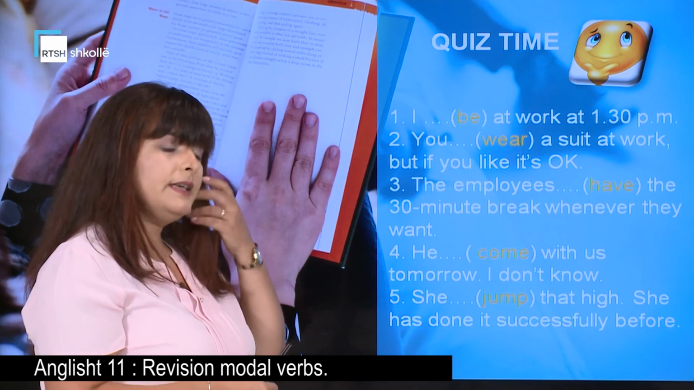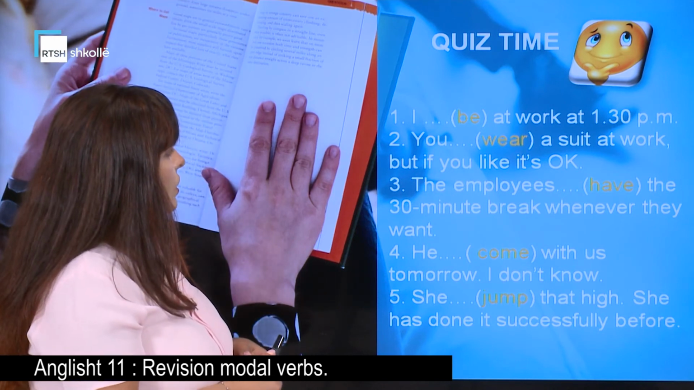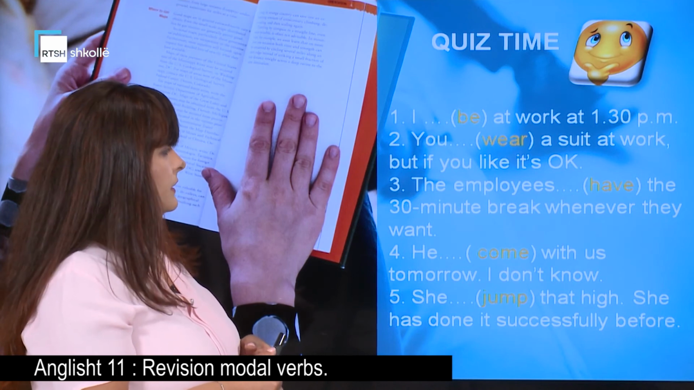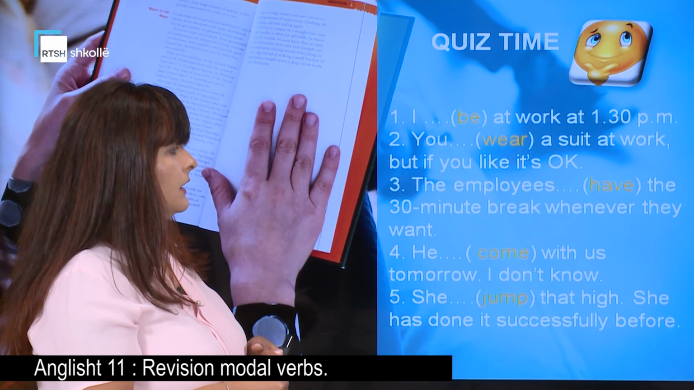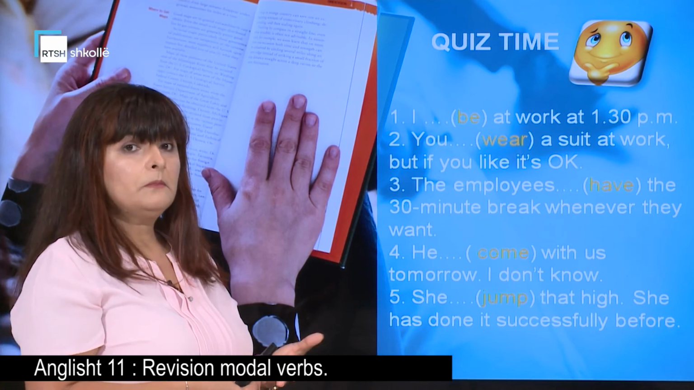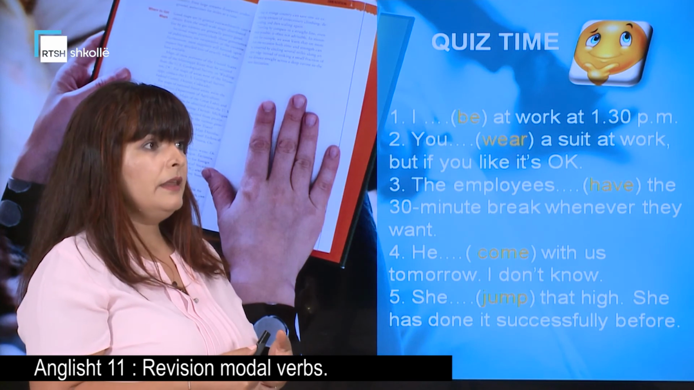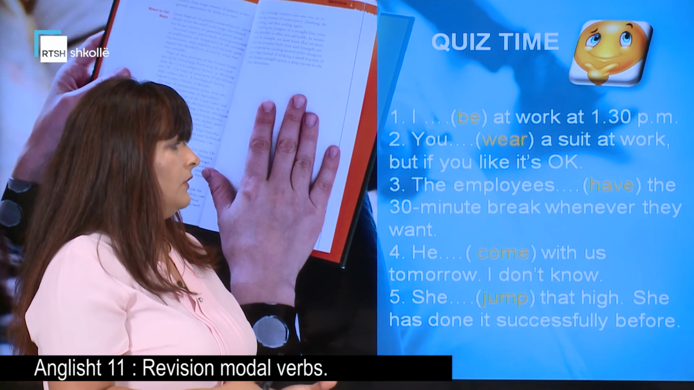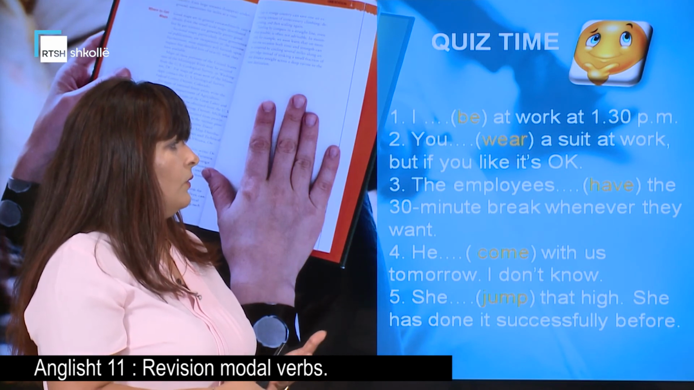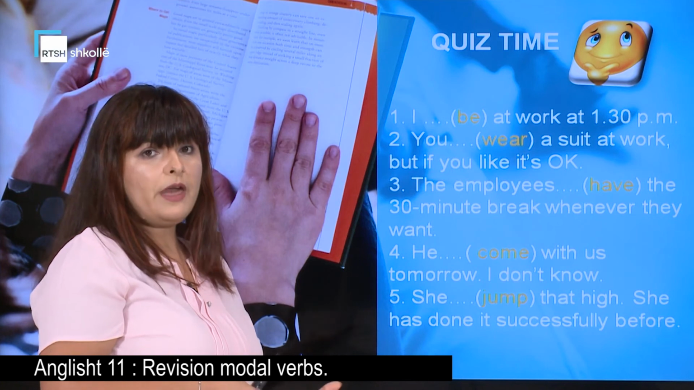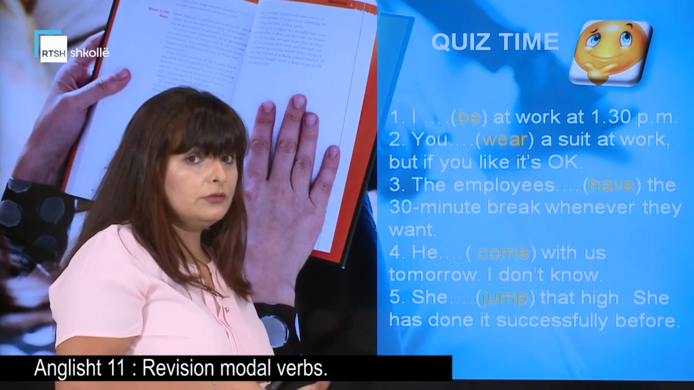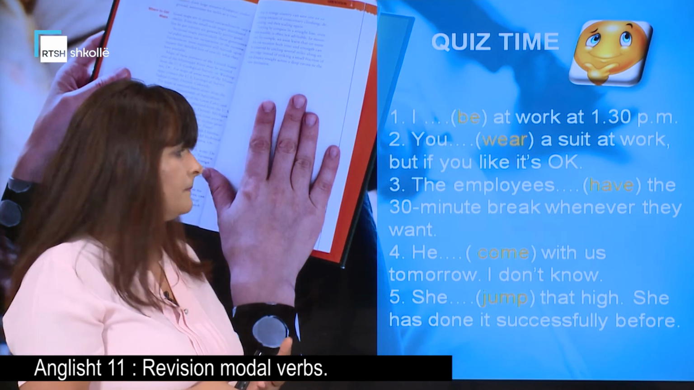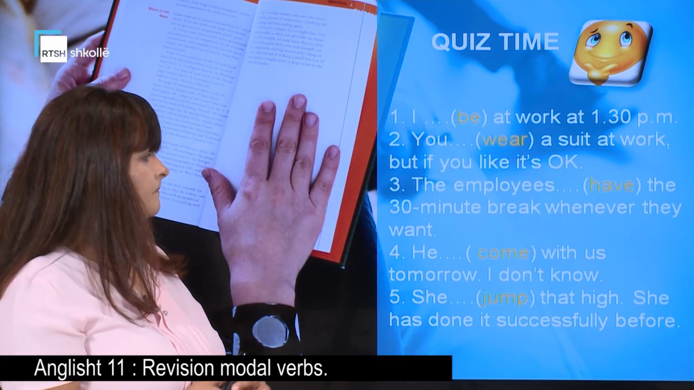Let's go to the second one. You wear a suit at work, but if you like, it's okay. That means the modal verb should be in the negative form. So, you don't have to wear. You don't need to. Yeah, that's correct.